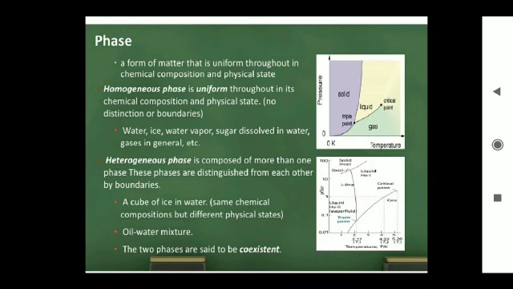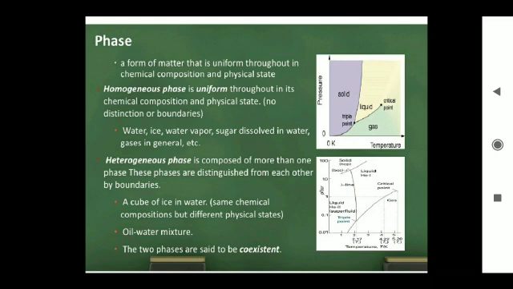Phase: a form of matter that is uniform throughout in chemical composition but physically different. Homogeneous phase and heterogeneous phases. In a homogeneous phase, the chemical composition is uniform throughout and the physical state is uniform, for example water, ice, water vapor, sugar dissolved in water, and gases in general.